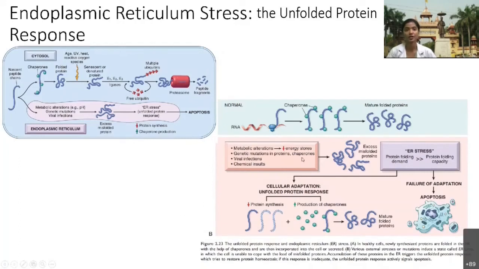Now, protein folding is done by the chaperone proteins, which help in the folding of the proteins. If there are some metabolic alterations or genetic alterations, that can lead to excess of misfolded proteins. The system of removal of this misfolded protein is not adequate. This will lead to excess of this misfolded protein. Again, this will lead to cell apoptosis.